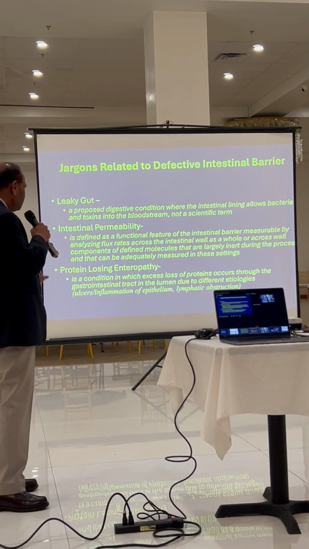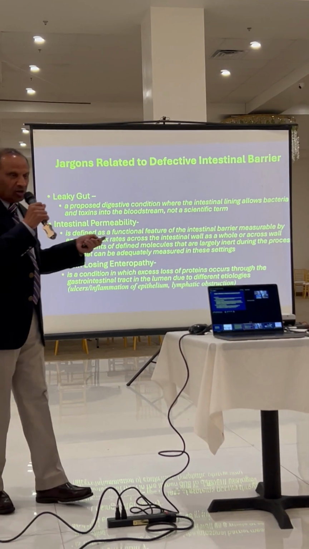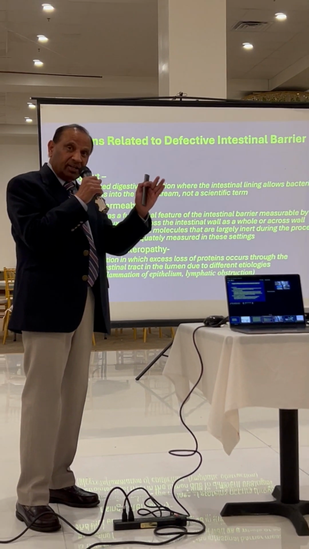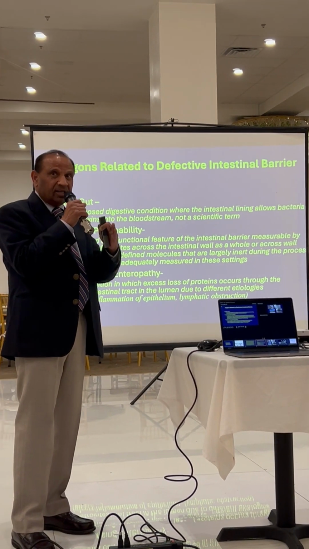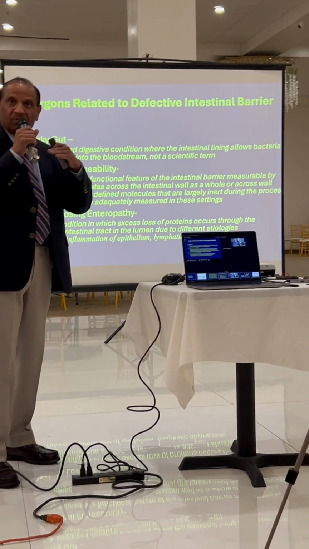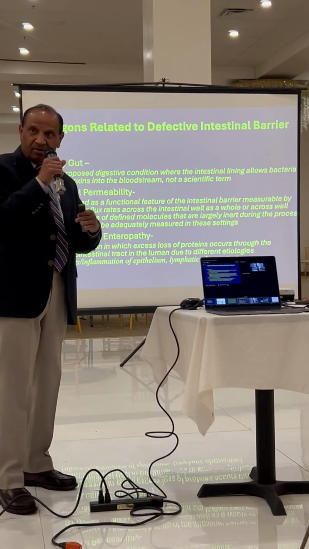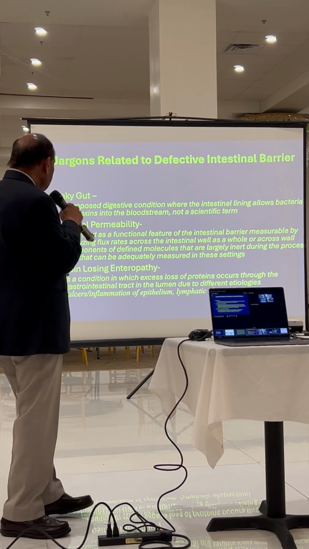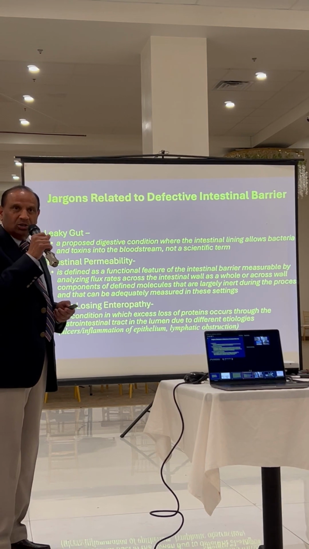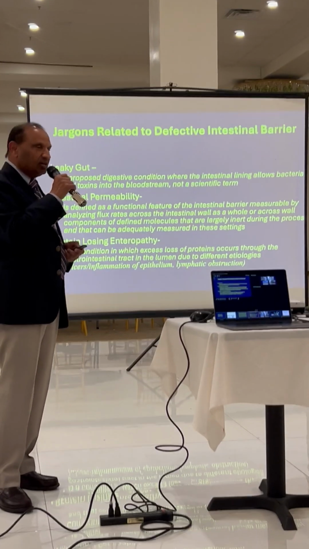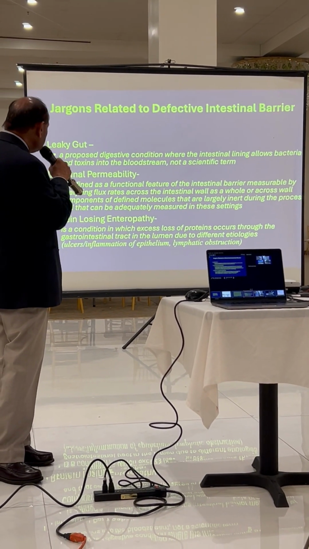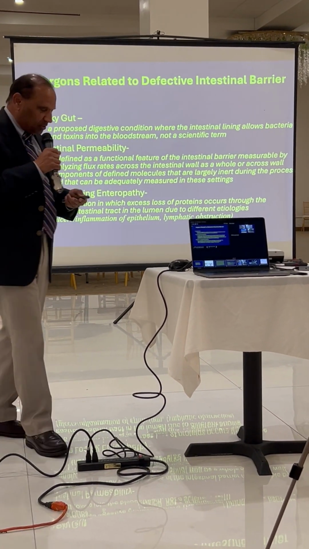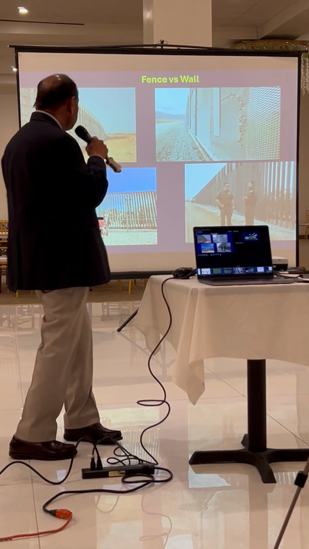And the last one is the protein losing enteropathy. We talked about leaking or permeability from the lumen into the intestine, but there can also be leakage from the blood into the intestinal lumen, the other way. So that's mainly where you lose the protein. So the term used is protein losing enteropathy. So we are going to talk about the other two, leaky gut and intestinal permeability, but not protein losing enteropathy. That itself is another big topic.